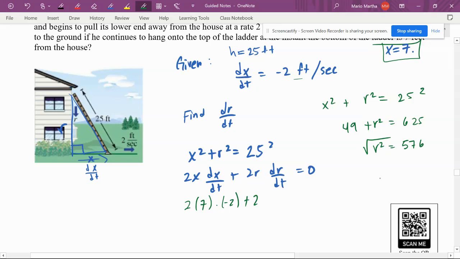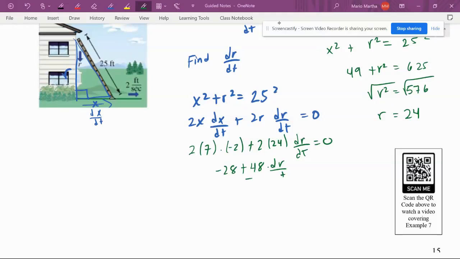Take the square root of both sides. You get r equals 24. All right. So in this case, r is 24. And then we need to find dr/dt, so we just leave it there in the meantime. Equals 0. So this is going to give us 14 times negative 2, which is negative 28, plus 48 times dr/dt equals 0.